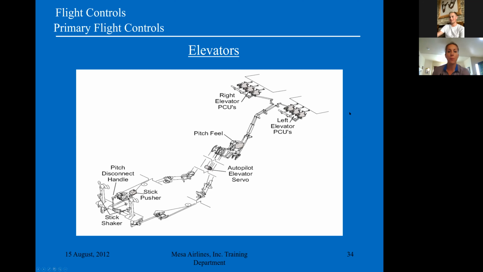Oops. So you can see all the PCUs controlling the elevators. These are all very important redundancies. The pitch feel is something they give you on the yoke, even though technically it's all sort of electronic switches. Your inputs create switches and electronic signals, and the cables and the pulleys input that to the huge hydraulic force. So this pitch feel mechanism is more to give you a real feeling like you're doing something than what you're actually doing.